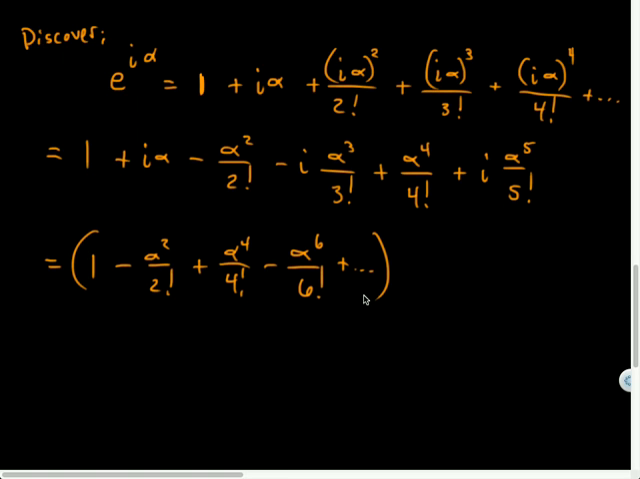Now, all of my odd exponented terms have i's in front of them, right? So are you guys cool if I factor an i out of that? Yeah, that's sine x plus cosine, I believe. So this will be alpha minus alpha cubed over 3 factorial plus alpha to the 5th over 5 factorial minus, and so on, right?